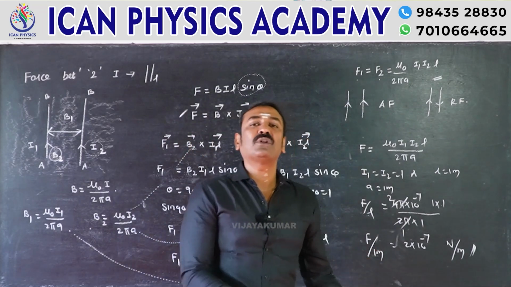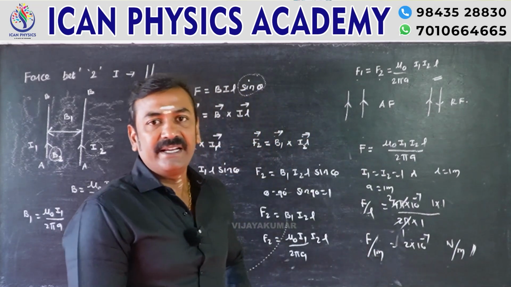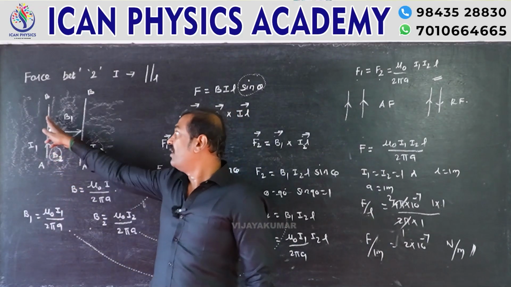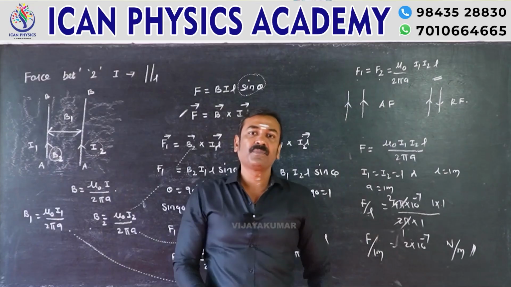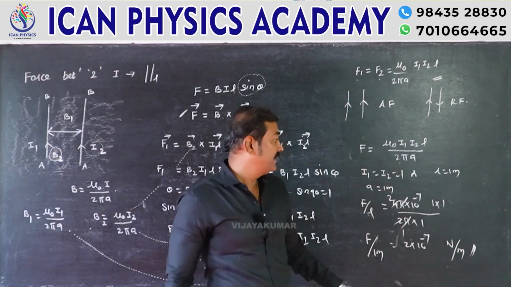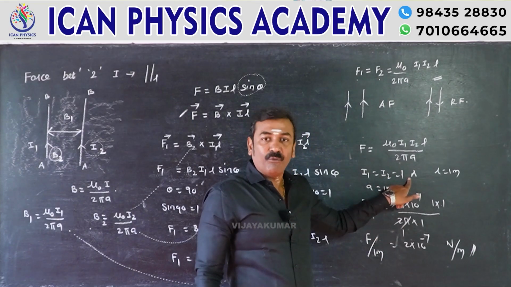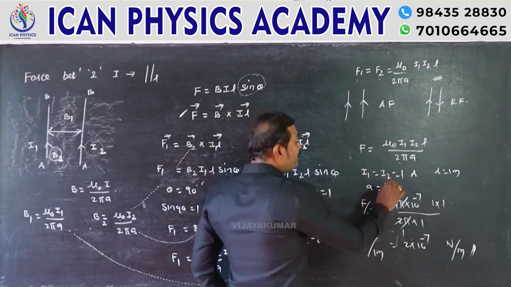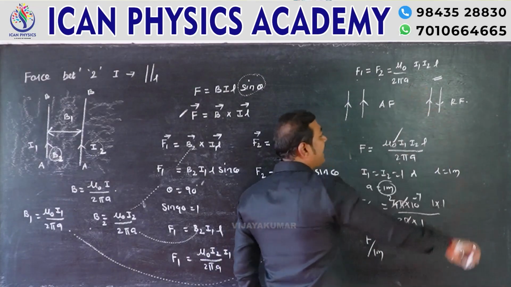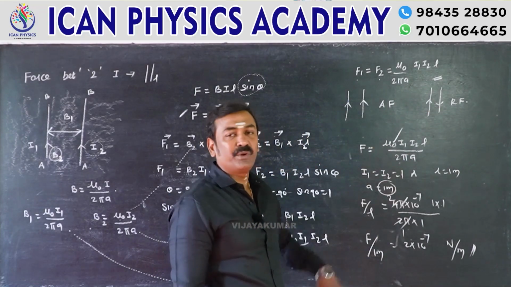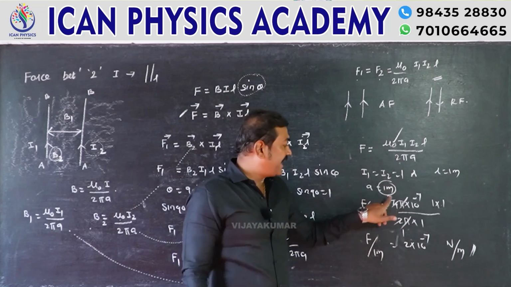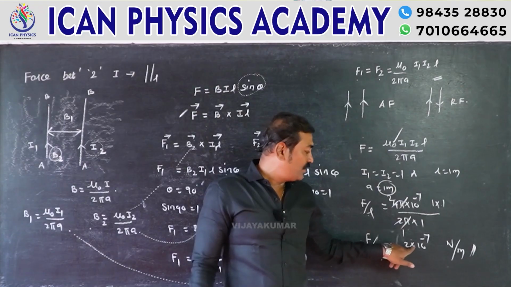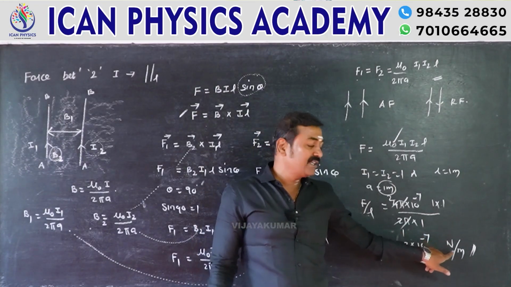When two current carrying conductors kept parallel to each other, carrying equal current of 1 ampere, having a length of 1 meter, separated by a distance of 1 meter in air, experience a force per unit length of 2 into 10 to the power -7 Newton per meter.